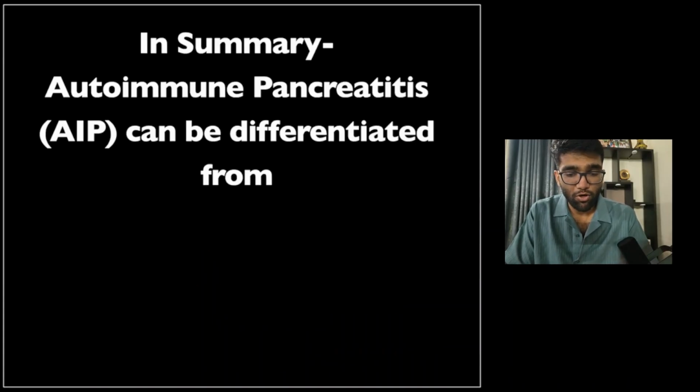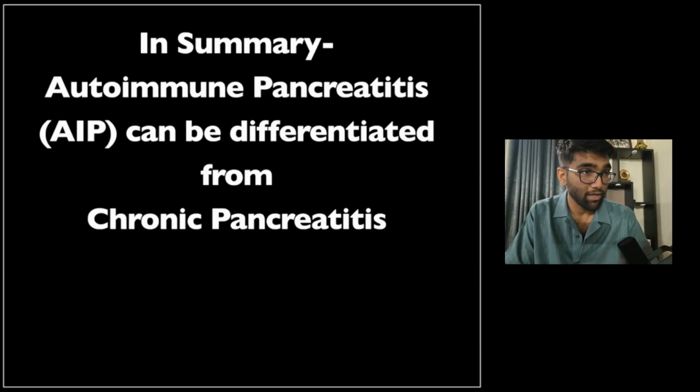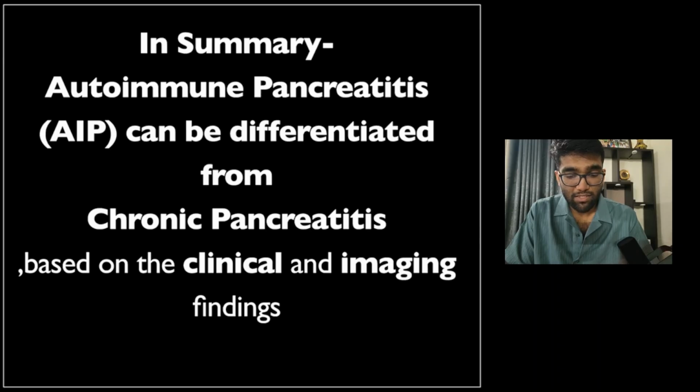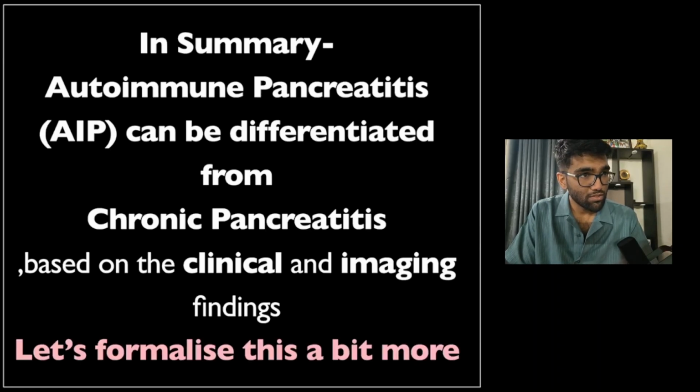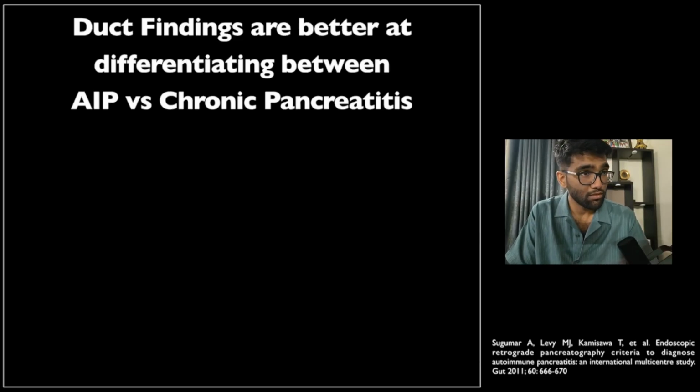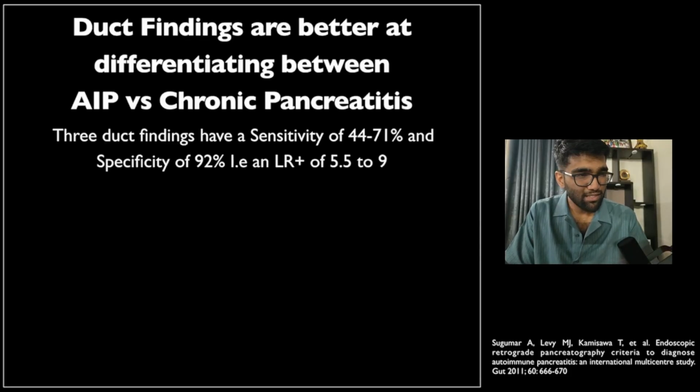So in summary, autoimmune pancreatitis can be differentiated from chronic pancreatitis, definitely. But this is based on the clinical picture and the imaging findings. So just to formalize the evidence for the findings that I've just described, we'll go ahead and enumerate the data. So duct findings are better at differentiating autoimmune pancreatitis from chronic pancreatitis. There are 3 duct findings that have a pooled sensitivity ranging from 44% to 71% and specificity of 92%. That means the positive likelihood ratio of these findings is 5.5 to 9.